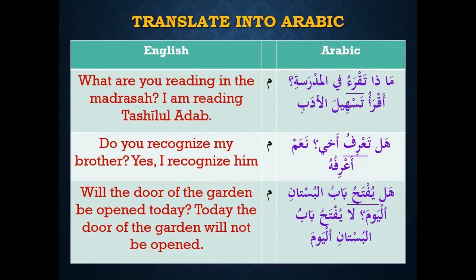هل تعرف أخي؟ Do you know my brother? So knowing is the action, or recognizing. You cannot recognize someone unless you have someone to look at or find out. You cannot identify or recognize without having some external thing or agent. So تقرأ becomes متعدي, تعرف becomes متعدي.